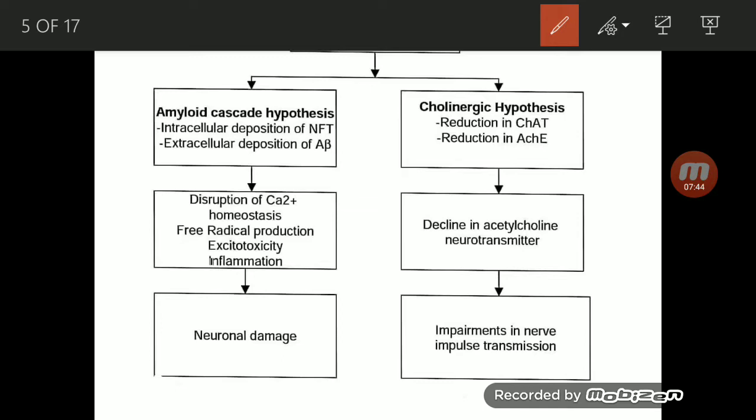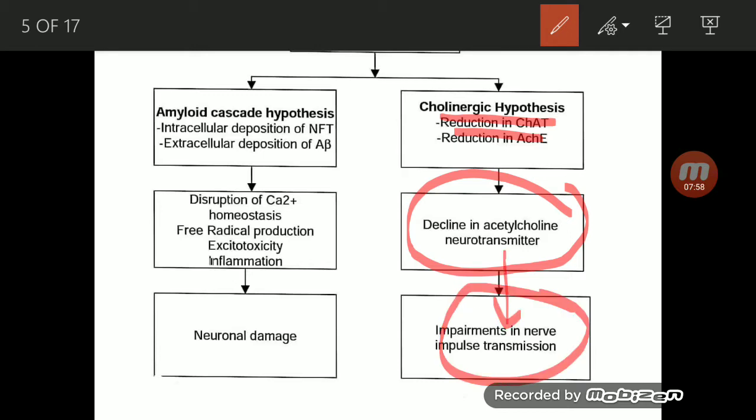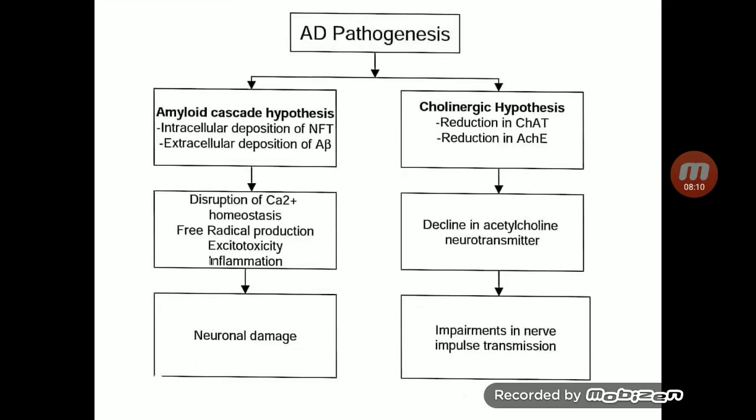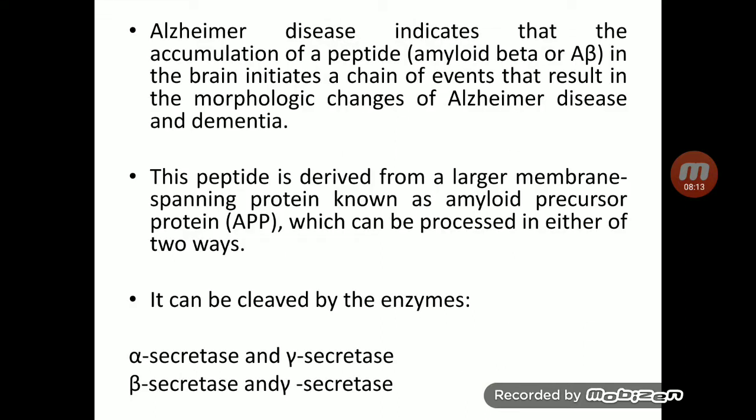So because of reduction in both of these enzymes, there is decline in your acetylcholine neurotransmitter, and since there is decline in your acetylcholine neurotransmitter, it impairs your nerve impulse transmission. So due to impairment of your nerve impulse transmission, it also impairs your learning and memory of a person. Okay, so first let us talk about your amyloid beta plaques.